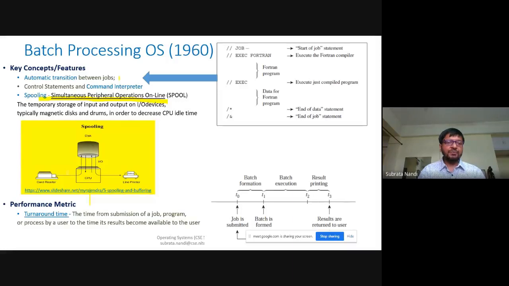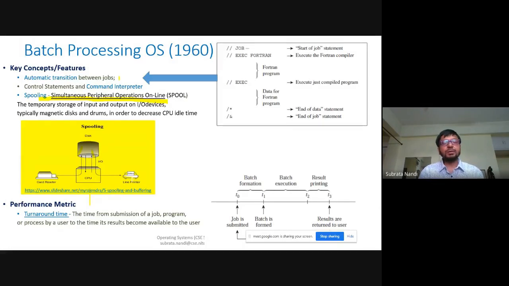So the idea is, if we have some low-end processing units here, which are not as powerful as a CPU, while the processing is going on for the ith process, the (i+1)th process can be loaded from the card to the disk, which is time consuming. At the same time, the (i-1)th process output can be printed in the line printer. And this simultaneous peripheral operations online is better known as spool or spooling.